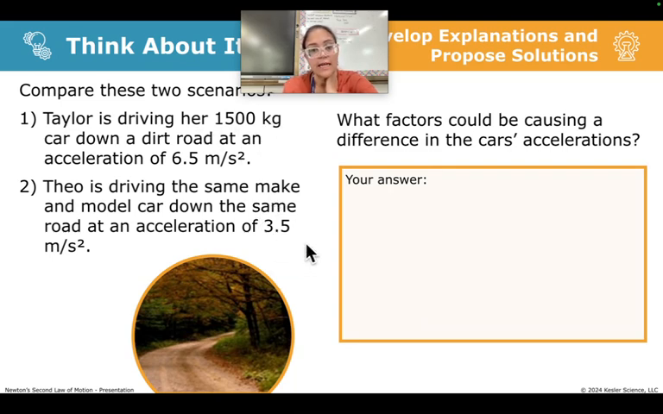There could be several answers. It could be maybe she's just pushing on the gas pedal a lot harder. Maybe Taylor's got places to go, so she's speeding, possibly. Maybe Theo's an old man, and so he drives really slow. Could be. It could also be maybe Theo's having some bad weather, and maybe it's raining really hard, and so he's trying to be really careful. So there could be a lot of reasons why Taylor is going so much faster.